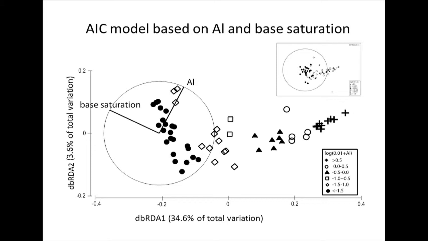Now, the thing that's important to note is that I added base saturation. If you look at calcium or potassium or even pH, you can generate almost the same model. But in a 2 variable model, you cannot duplicate this unless you have aluminum in it. So it's a critical part of this model.